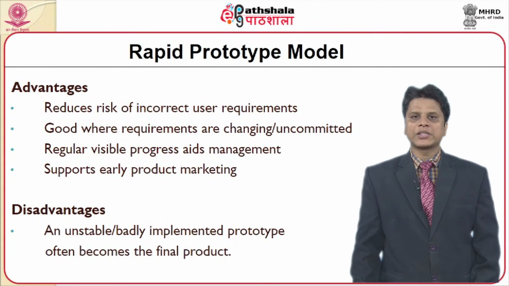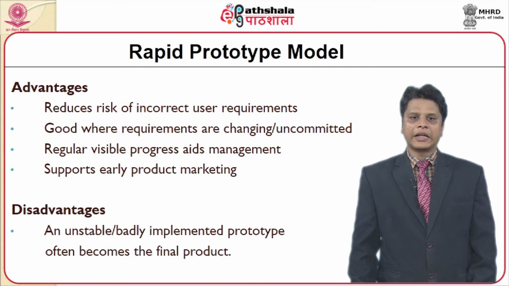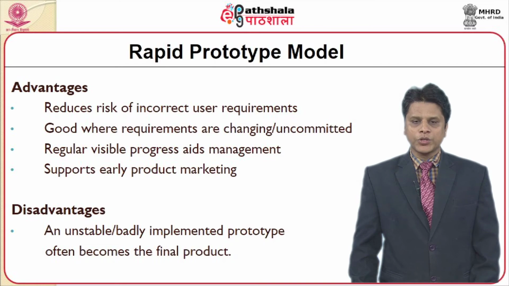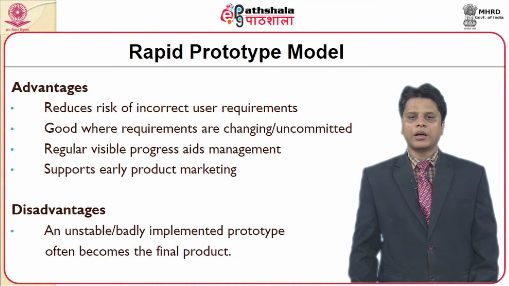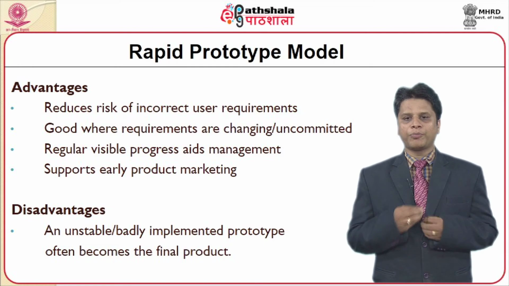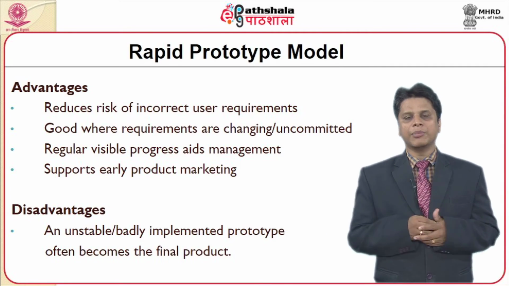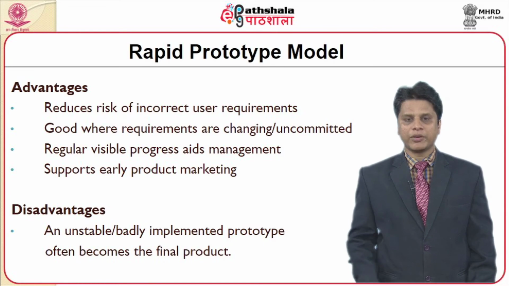So some of the advantages of this rapid prototyping model include that it reduces the risk of incorrect user requirements, it is good where the requirements are changing and uncommitted, regular visible progress aids management, and it supports early product marketing. The disadvantages are that an unstable, badly implemented prototype often becomes a final product. Since it is found to be unstable many times, some badly implemented prototypes can also be delivered as a final product towards early marketing, which seems to be a major drawback with this particular system.